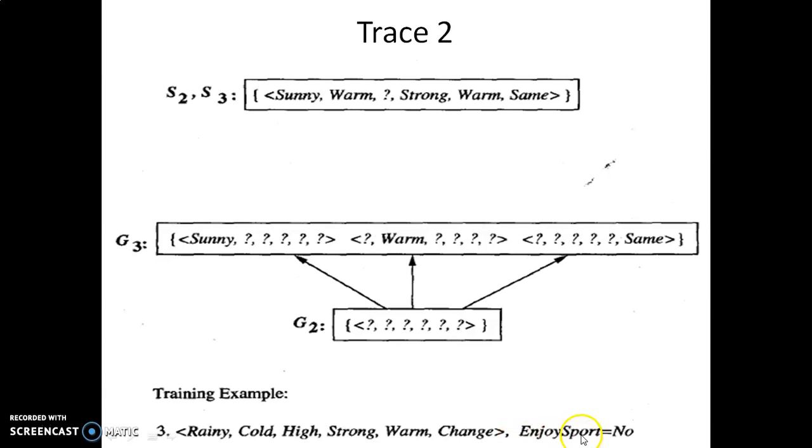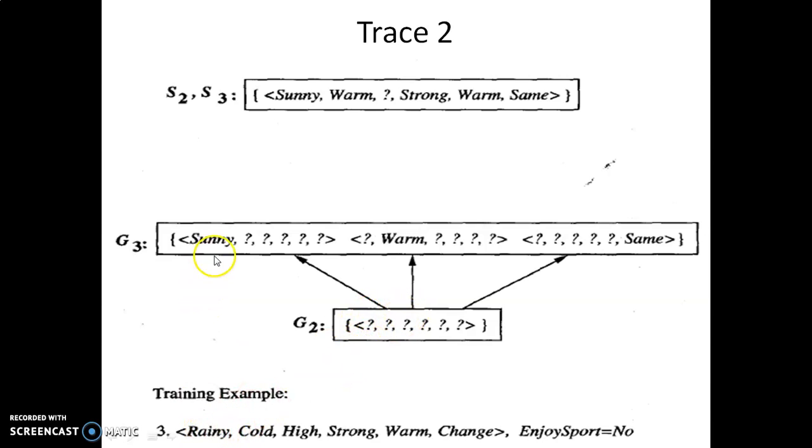Now consider example 3, which is negative. There is a negative example, so there will not be any change in the specific hypothesis. S2 and S3 will be the same. Now coming to the general hypothesis, since it is a negative example, what we have to do is compare this with this.